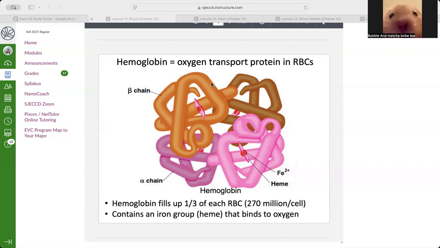So what happens is the hemoglobin has these four heme groups: beta chain, alpha chain, okay?